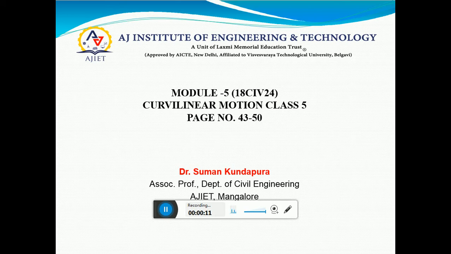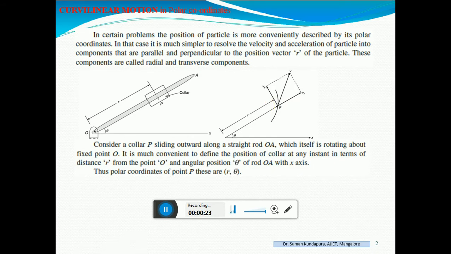Here today I will be introducing you to the concept of curvilinear motion, that is basically in the polar coordinates. In the last video lecture we have seen how to resolve or to find the position of a particle in Cartesian coordinates. You know that when a particle is moving in a curved path, it is said to be curvilinear motion. Sometimes we may not be in a position to resolve it in Cartesian coordinates. In such cases, we can conveniently describe the particle's position by using polar coordinates.